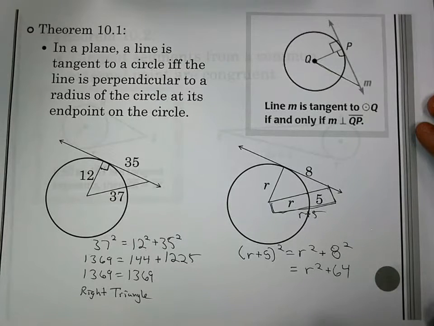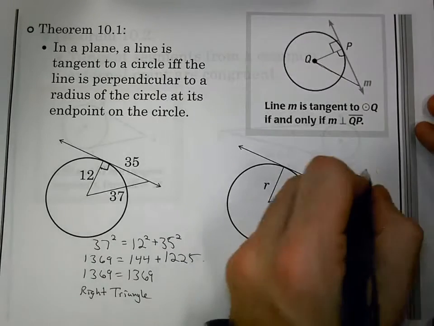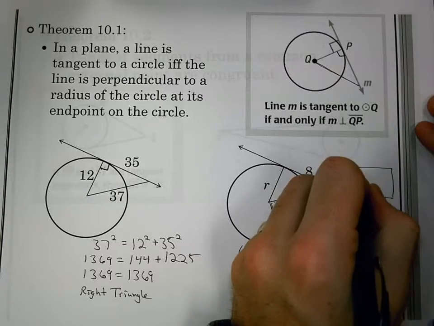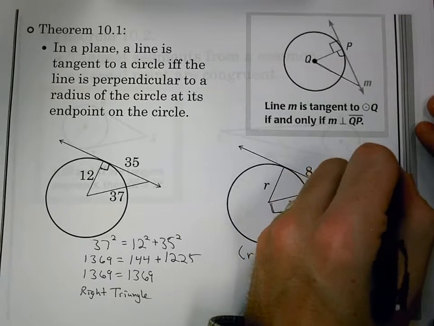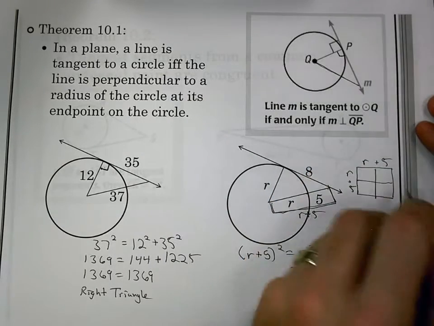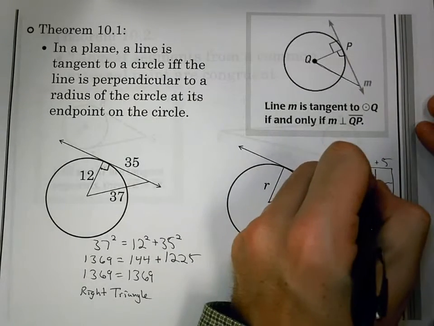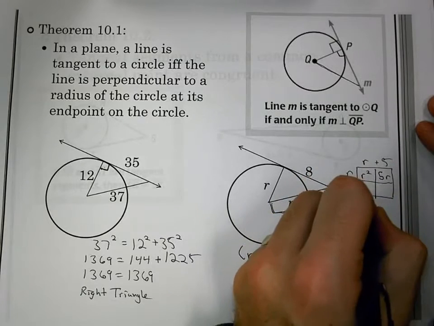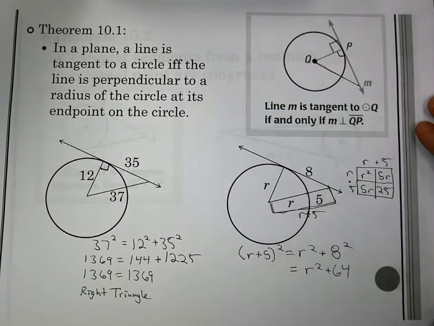We have to go back to our algebra days, and this is just squaring a binomial, or maybe multiplying 2 binomials. You can use the FOIL method, maybe you've used the box method. We can do the box method real fast. This is where I write r plus 5 and r plus 5. I just multiply the rows times the columns. I get r squared, 5r, 5r, and 25.